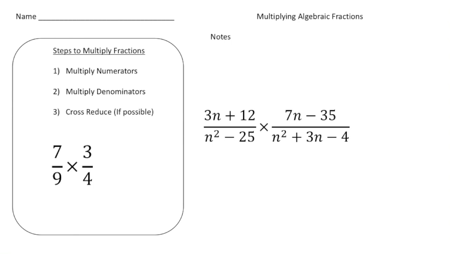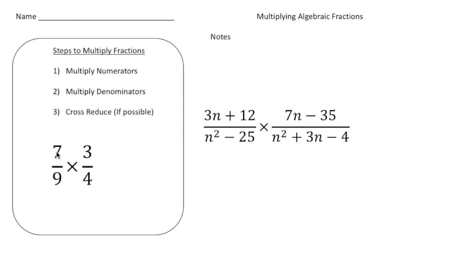Alright, so how do we multiply algebraic fractions? Well, if you remember how to multiply regular fractions, it really is the same process. Right, and here's the 3 steps. So step 1, multiply the numerators. Step number 2, multiply the denominators. And then third step, cross-reduce if possible.